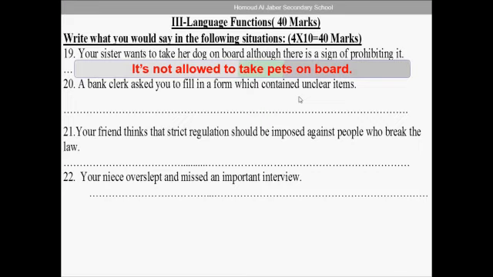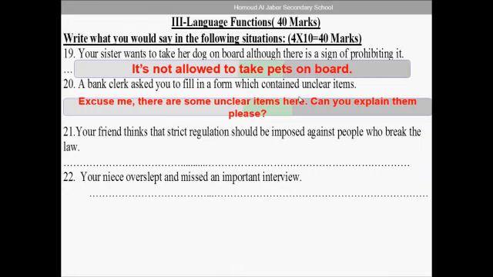Question number 20. A bank clerk asked you to fill in a form which contained unclear items. Unclear items معناها عناصر أو أجزاء غير واضحة. موظف البنك بيطلب منك أن تملأ استمارة بها أشياء غير واضحة. What would you say in a situation like that? How can you respond to this question? Maybe you can say, excuse me, there is some unclear items here. Can you explain them, please? This is a good answer.